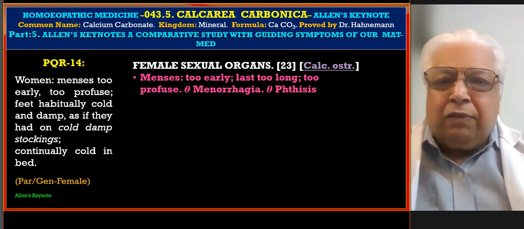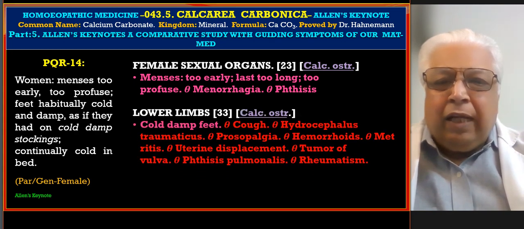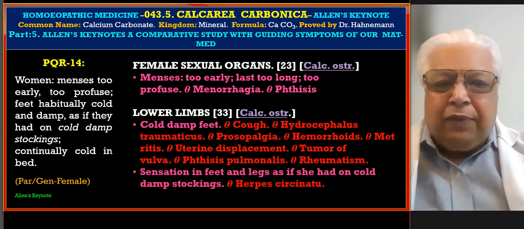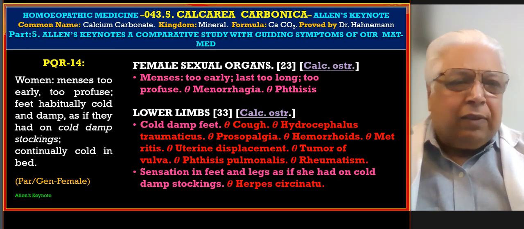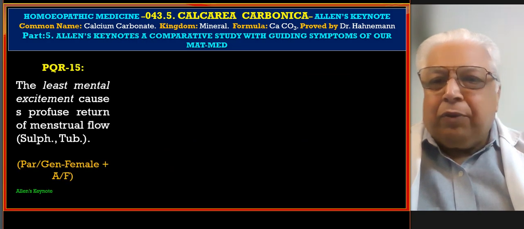He tells about in the first grade symptom, menses too early, last too long, too profuse, lower limbs, we find cold, damp feet, and conditions where he has used this particular symptom. And then we find sensation in feet and leg as if she had cold, damp stockings. So we can see that this is a first grade representation here. Next, we go to the PQR 15.